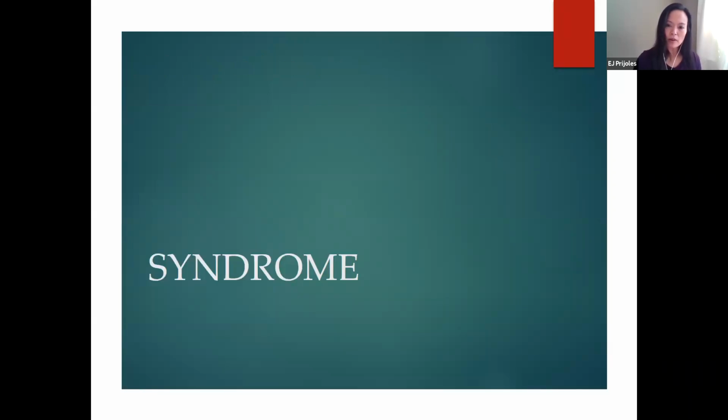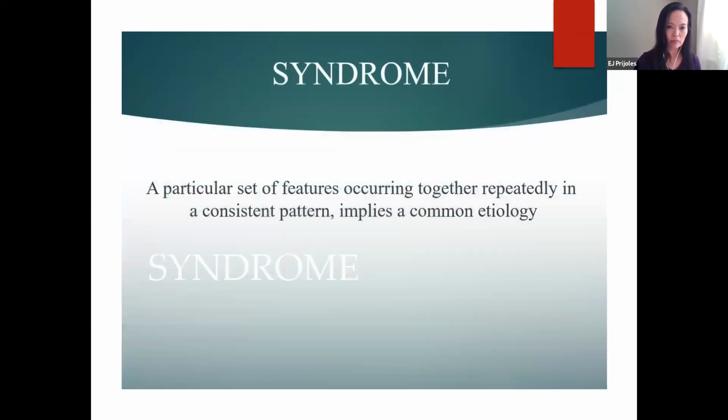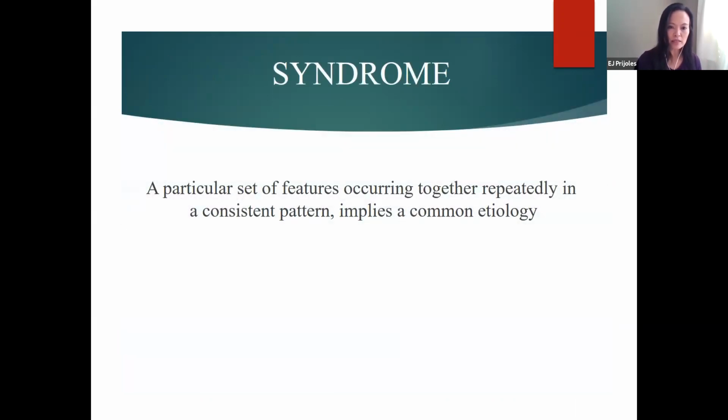So again, we talked about mostly isolated findings with cleft lip and or palate and neural tube defect, and we'll just talk about syndromes a little bit. So a syndrome is a particular set of features that occur together repeatedly in a consistent pattern, which implies a common cause or etiology.